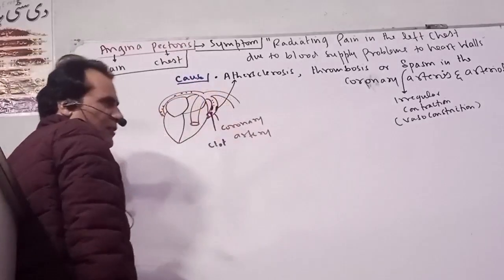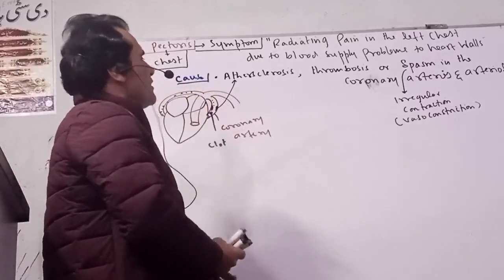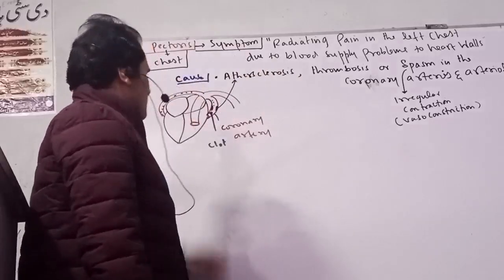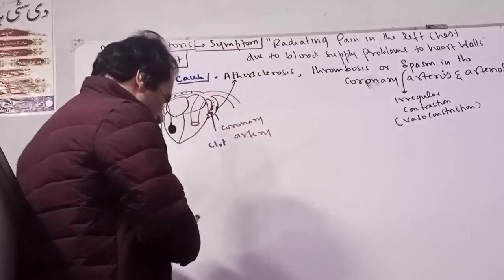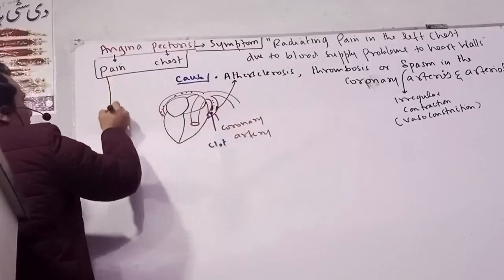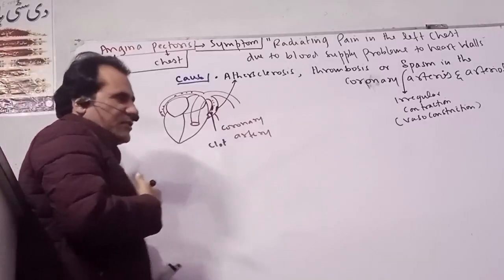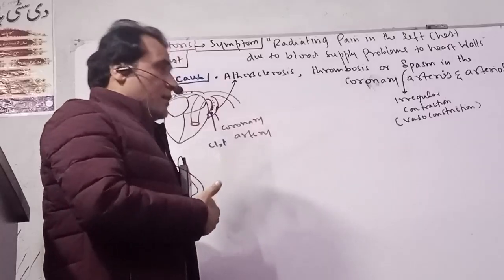The heart walls are in a sign of the coronary artery. Any of these three problems in the heart cause pain, called angina pectoris. The pain has a characteristic, clearly visible pattern. The left side of the chest has pain.